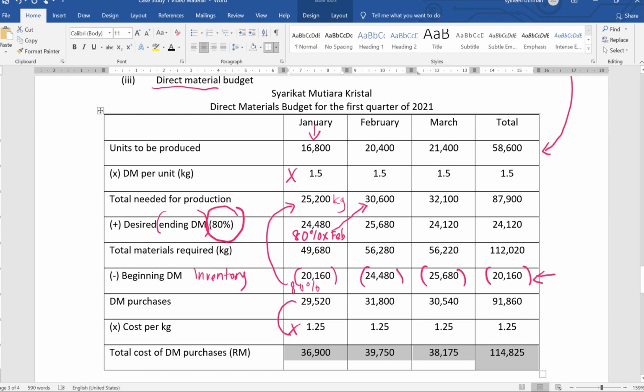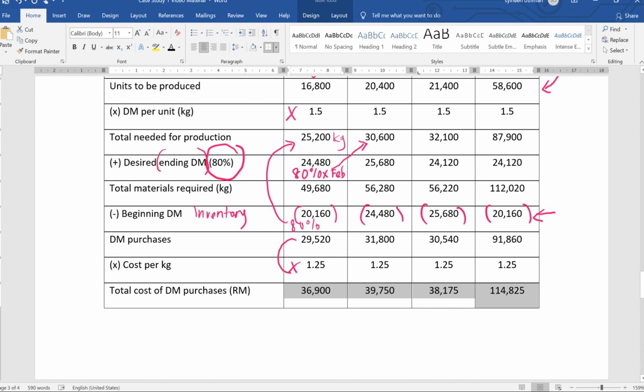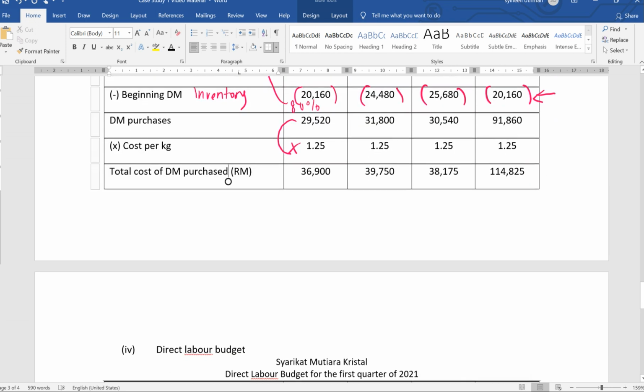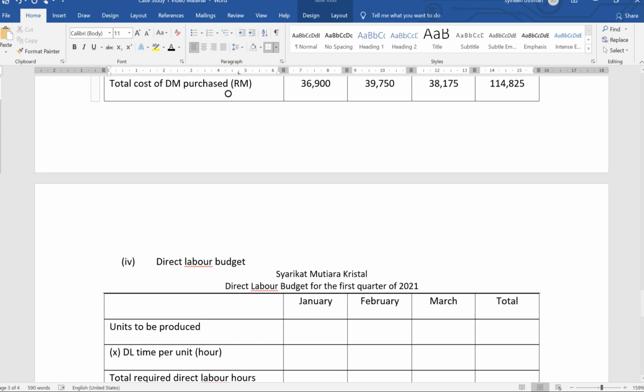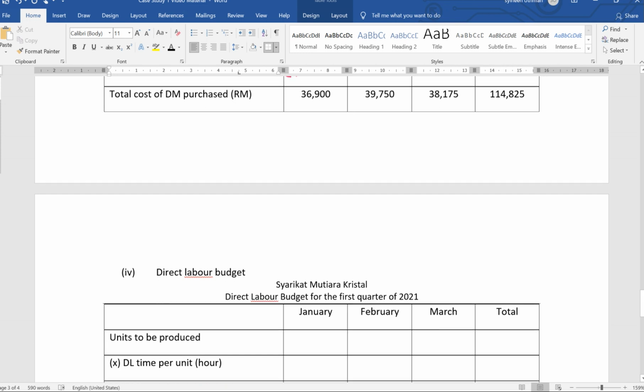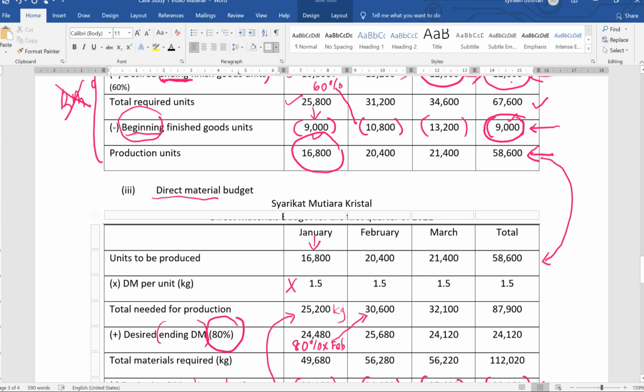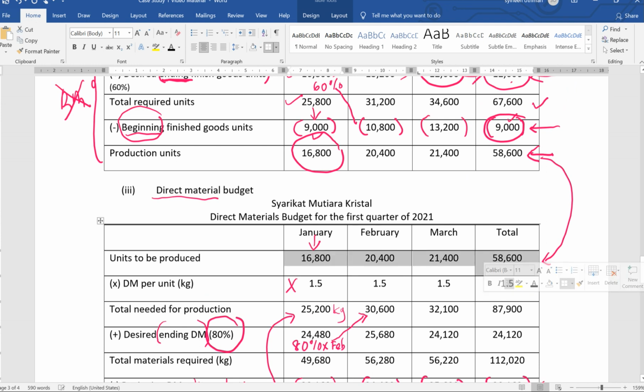Okay, alright, this is purchase. Okay, okay, so that is your direct material budget. Then we go to your direct labor. So direct labor kita kena guna unit produce, so kita ambil maklumat daripada sama juga this information here, which is taken from your production budget.